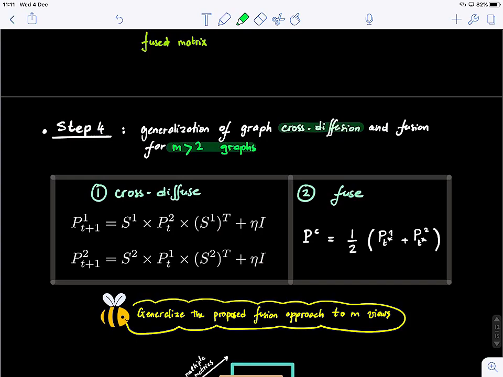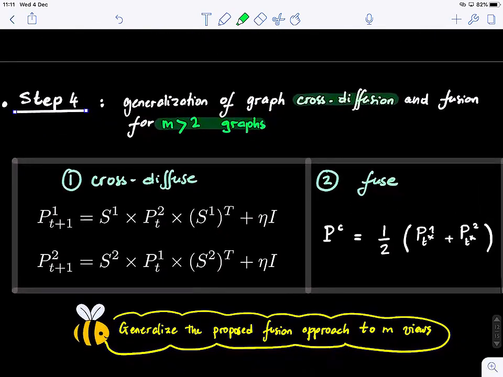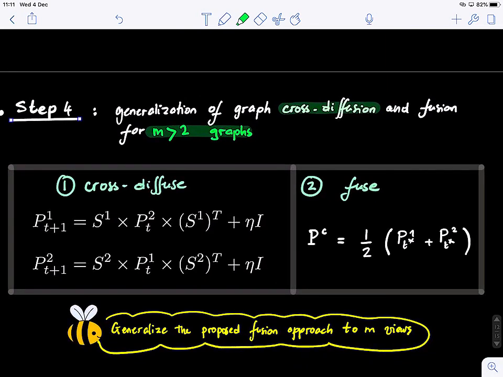So here, previously, just to sum up, this is the cross-diffusion process. If we cross-diffuse the graphs for t times, and after that we just fuse or average them, this is step 2. And how to generalize the proposed fusion approach to M views? Any ideas? Okay, so look at the equations, guys, and think about how to generalize this to M views.